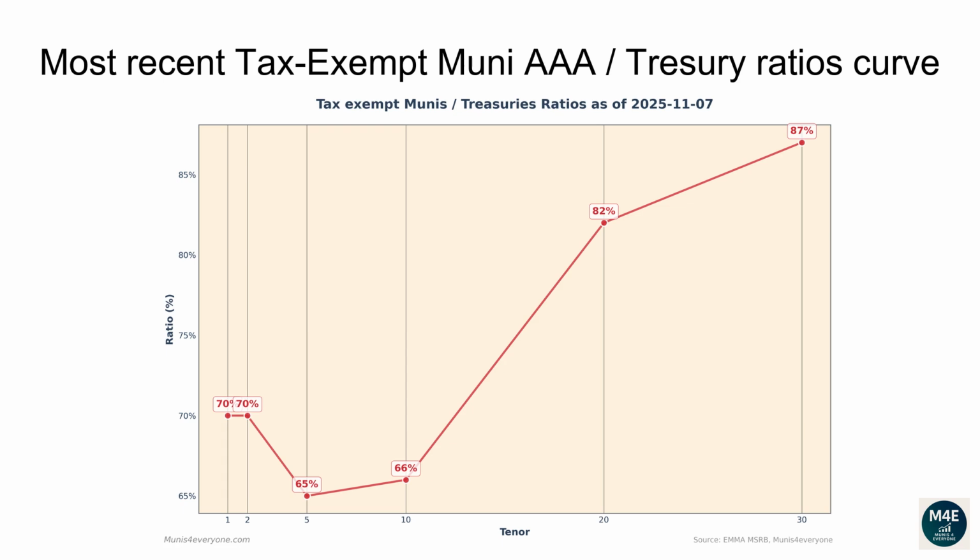The current one-year ratio is 70%. The 2 years ratio is 70%. The 5 years ratio is 65%. The 10 years ratio is 66%. The 20 years ratio is 82%. The 30 years ratio is 87%.